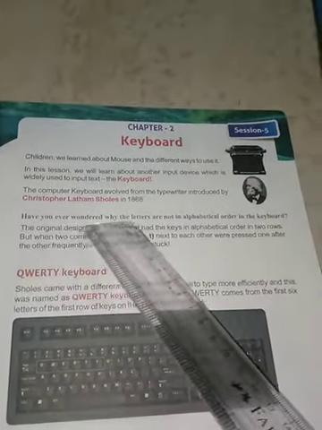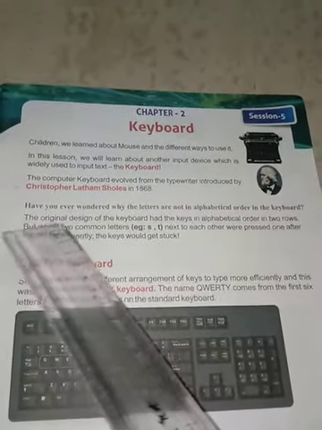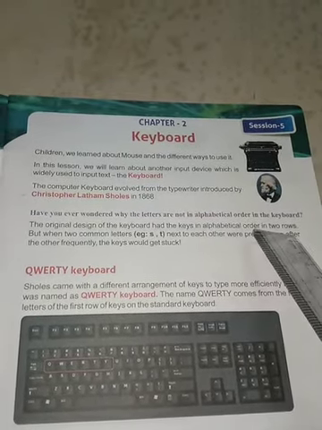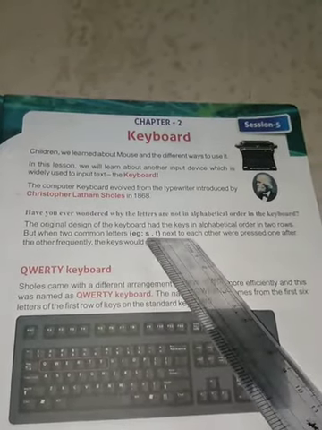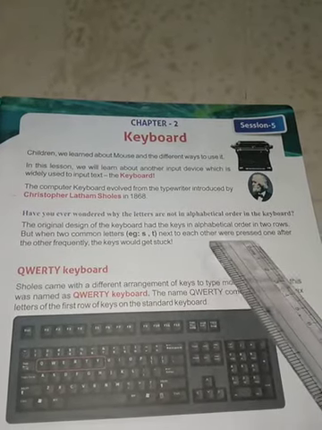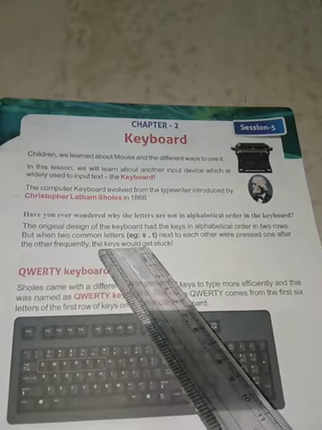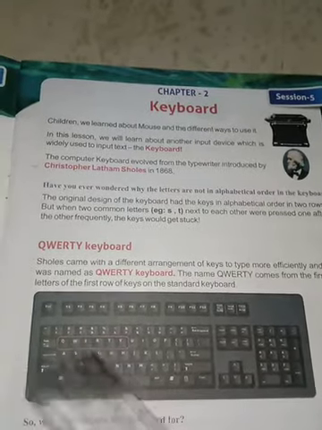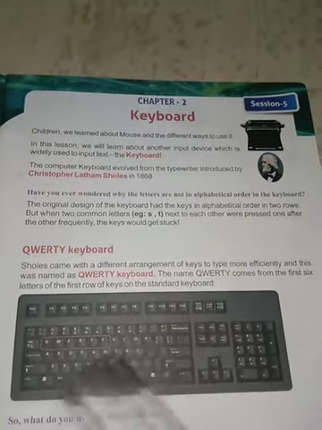Have you ever wondered why the letters are not in alphabetical order in the keyboard? The original design of keyboard has the keys in alphabetical order in two rows. But when two common letters, for example S and T, next to each other were pressed one after the other frequently, the keys would get stuck. So when there was S and T next to each other, when you used to type after it, the keys used to get stuck. So these were jumbled up.